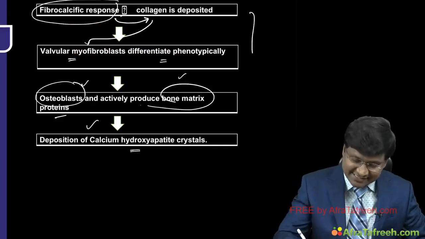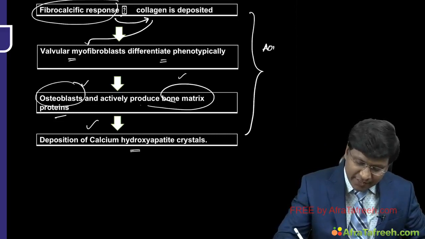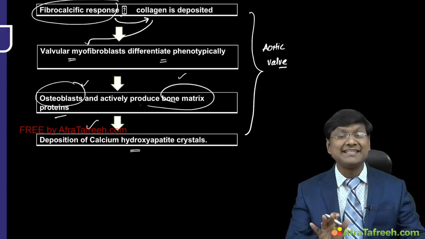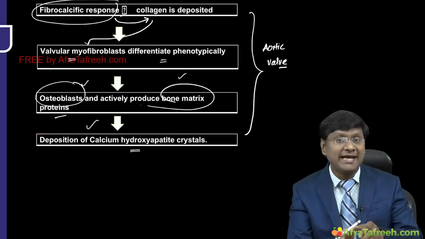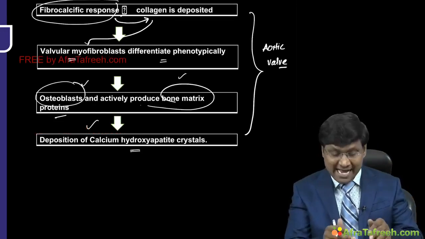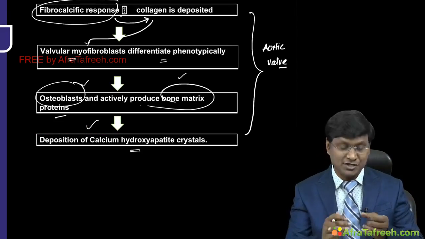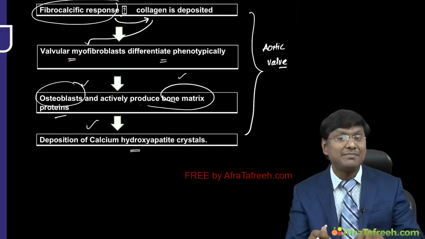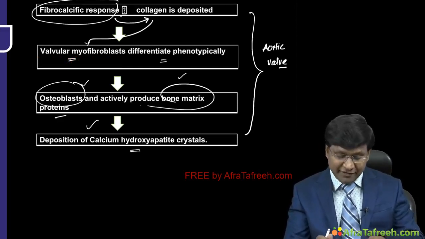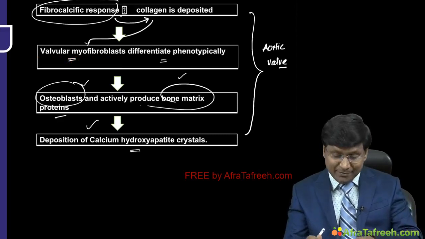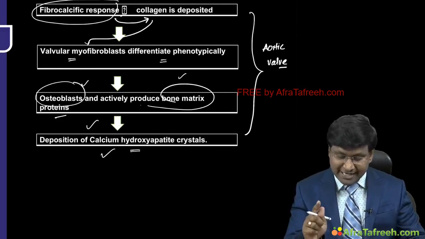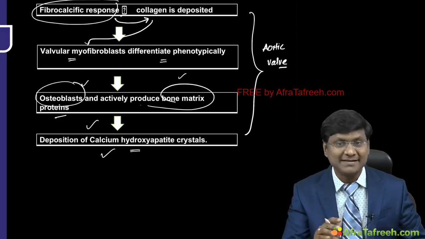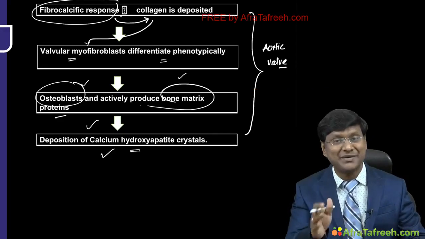These are the changes that happen within the aortic valve. So initially, a fibrocalcific response is established. As a process of this fibrocalcific response, the collagen is deposited in valvular myofibroblasts, which differentiate phenotypically into osteoblasts actively producing the matrix proteins, and that allows the deposition of calcium hydroxyapatite crystals. That is one mechanism by which there can be aortic stenosis.